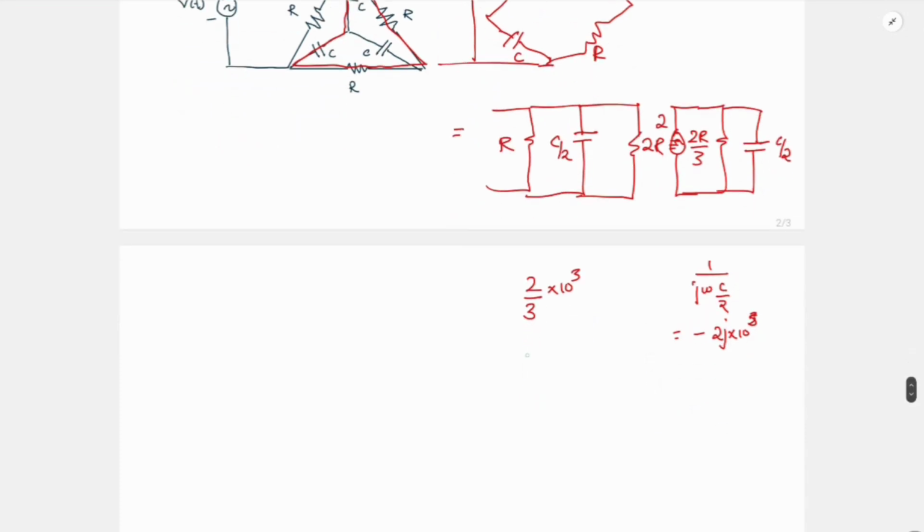Let's say current is in milli. What do we have? We have 2 by 3 and minus 2j, and they are in parallel. So it is 2 by 3 into minus 2j divided by (2 by 3 minus 2j). So this is nothing but minus 4j by 2 by 3 into 3, which becomes 2 minus 6j, which is nothing but minus 2j by (1 minus 3j).